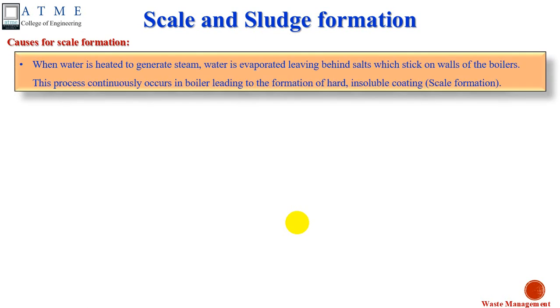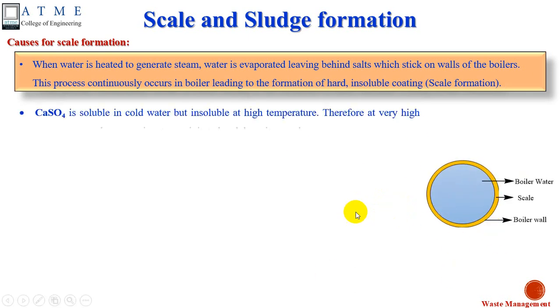Let us see the causes for scale formation. When water is heated to generate steam, the water will be evaporated, which causes the precipitate to become saturated, and it will be accumulated on the surface of a boiler as seen in the previous image. The sticky layer, we call it scale. This part is a scale.